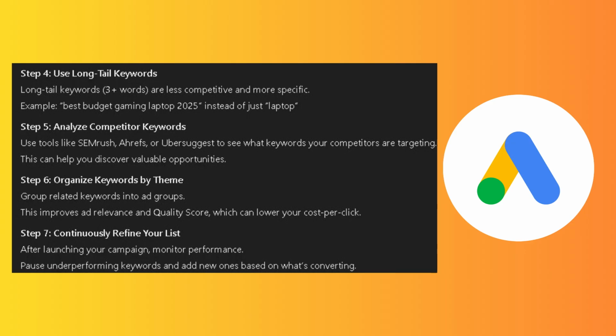Organize keywords by themes. Group related keywords into ad groups. This will improve ad relevance and quality score, which can lower your cost per click.